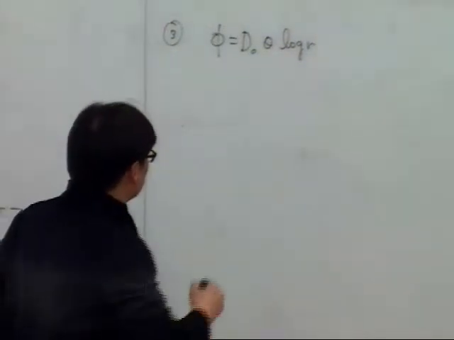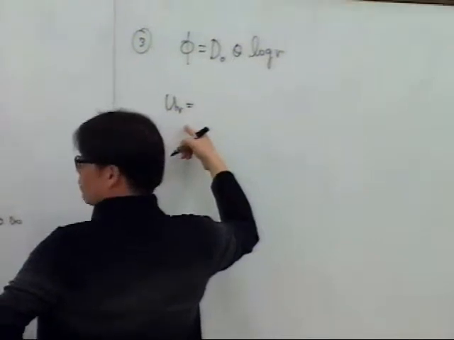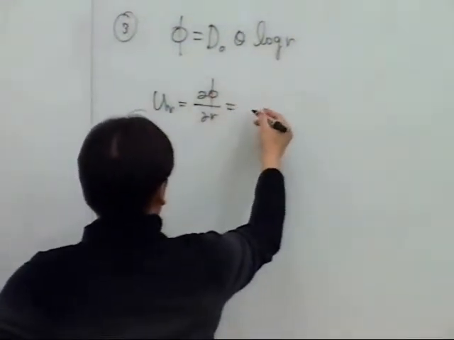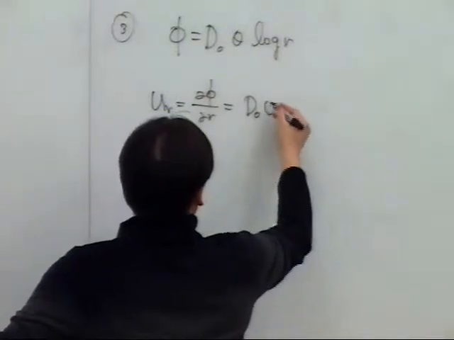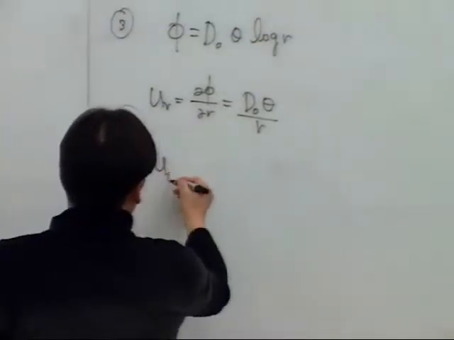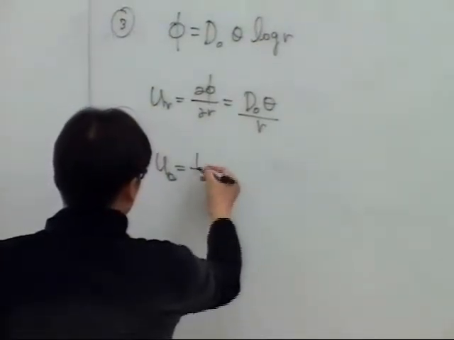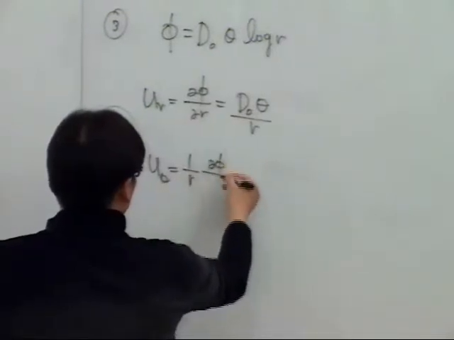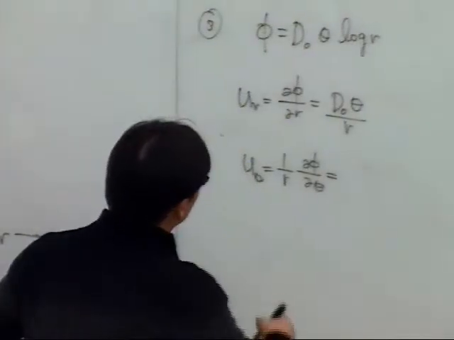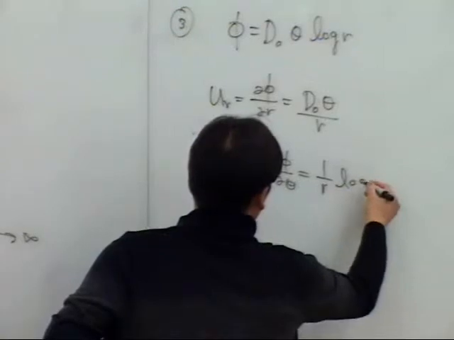When I take a radial velocity derivative, I end up with d phi dr, which will give you d naught theta divided by r. On the other hand, u theta, the velocity in the azimuthal direction, is 1 over r d phi d theta. So when I take a theta derivative, I end up with 1 over r log r.